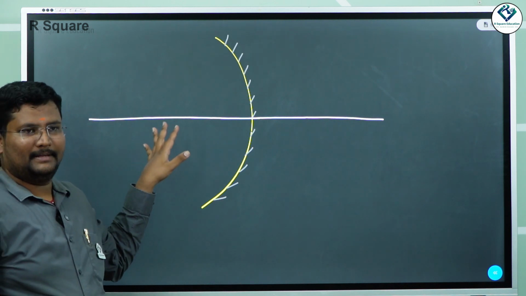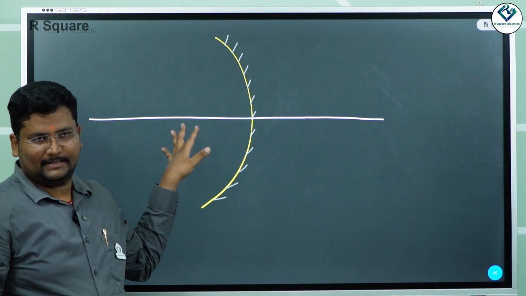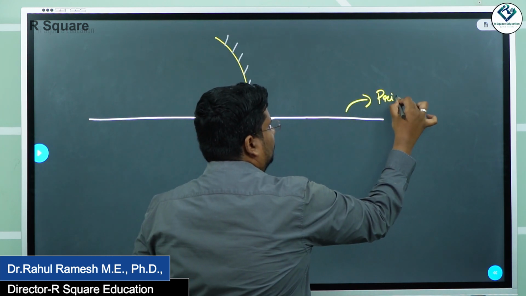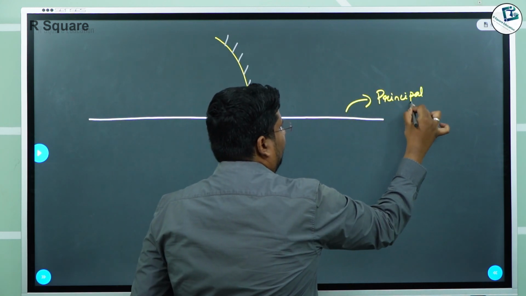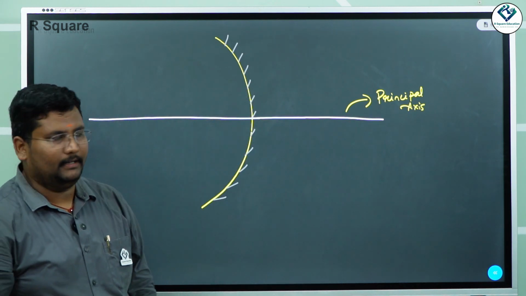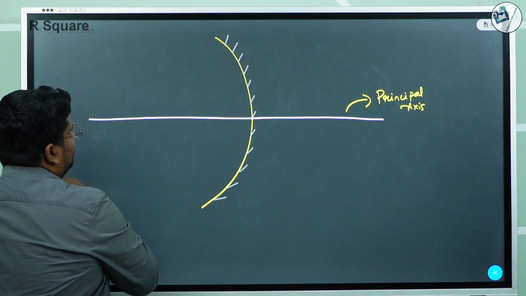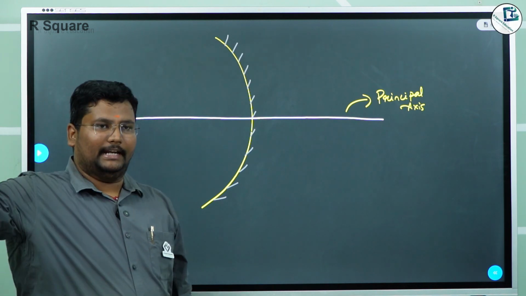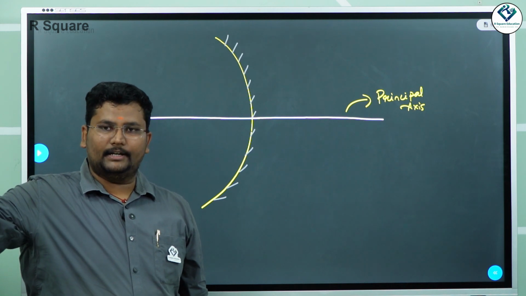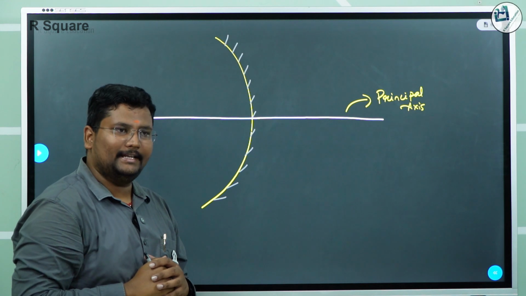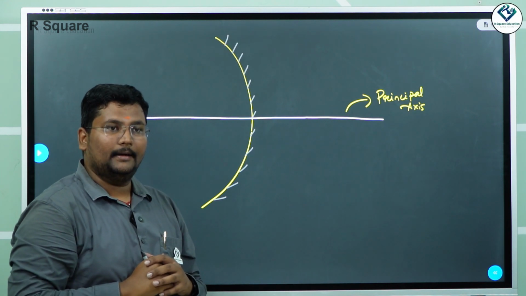This line we call the reference line, otherwise the principal axis. And then what we do is, we will have a source which is going to be somewhere at infinity. So we consider all the light coming from the source to be parallel.